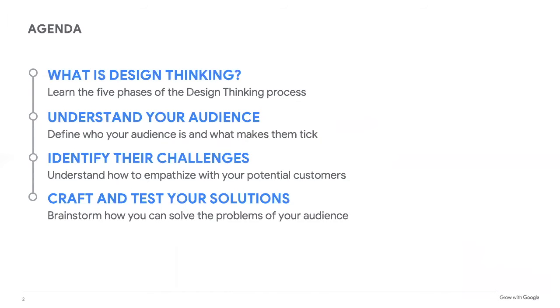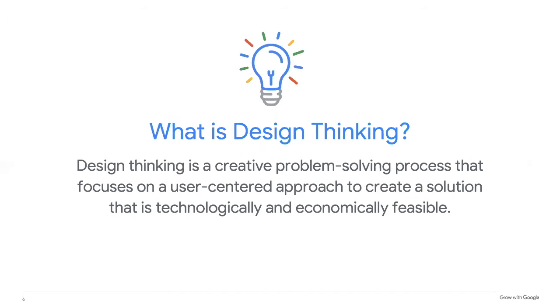We'll begin today's program by learning the 5 phases of design thinking process and how that process can help you to more effectively build products and services that address the challenges of your target audience. Then we will go through each phase of the process and discuss how you can apply those concepts to your own ideas, starting with understanding your audience, identifying their challenges, and then crafting and testing the solutions we have for them. So what exactly is design thinking?